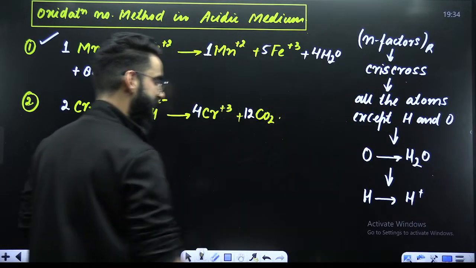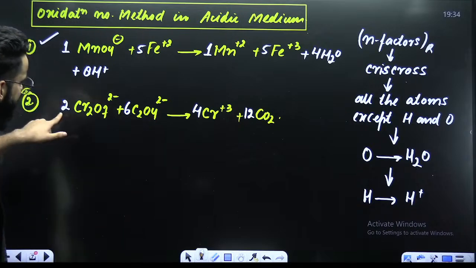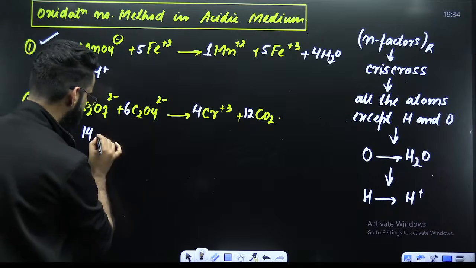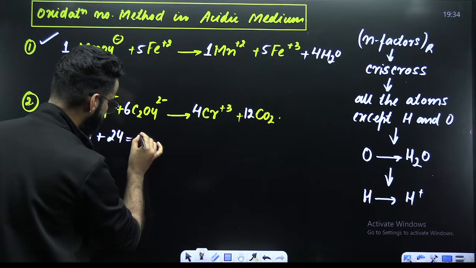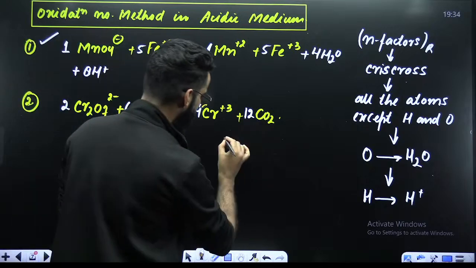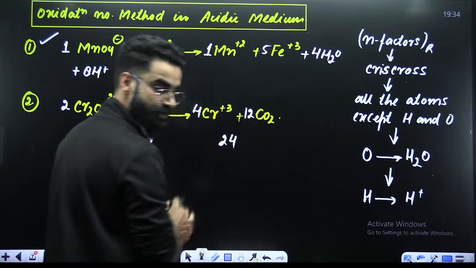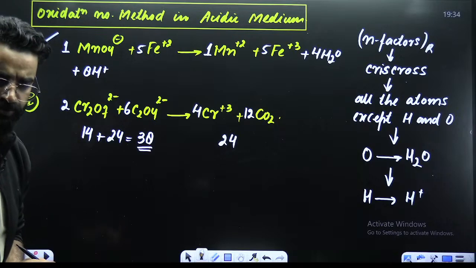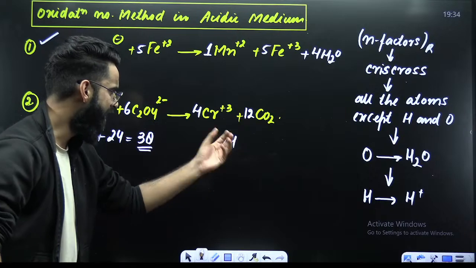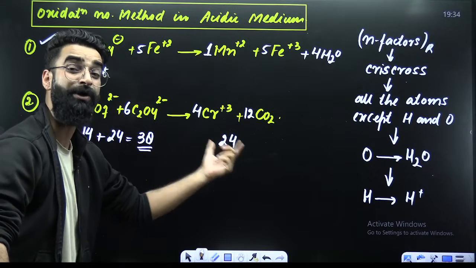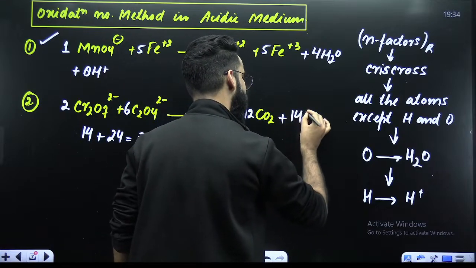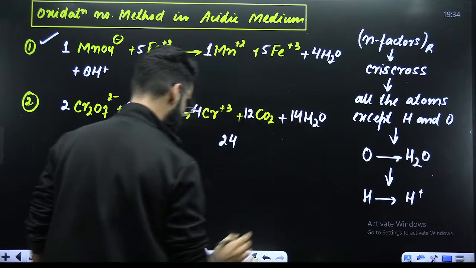Now it is the turn for oxygen atoms. How many oxygen atoms do you see on the left side? 7 twos are 14 here. 6 fours are 24 here. So in total on the left side, you have 38 oxygen atoms. On the right side, 12 twos are 24. On the right side, you have 24 oxygen atoms. So which side is oxygen deficient? The right side is oxygen deficient. How many oxygen deficiencies are there? 14 oxygen deficiencies. So add 14 water molecules here. With this, your oxygen is balanced.